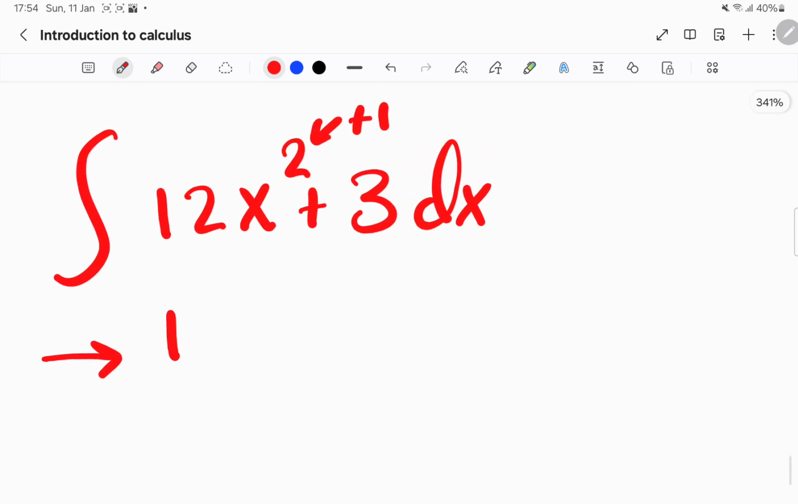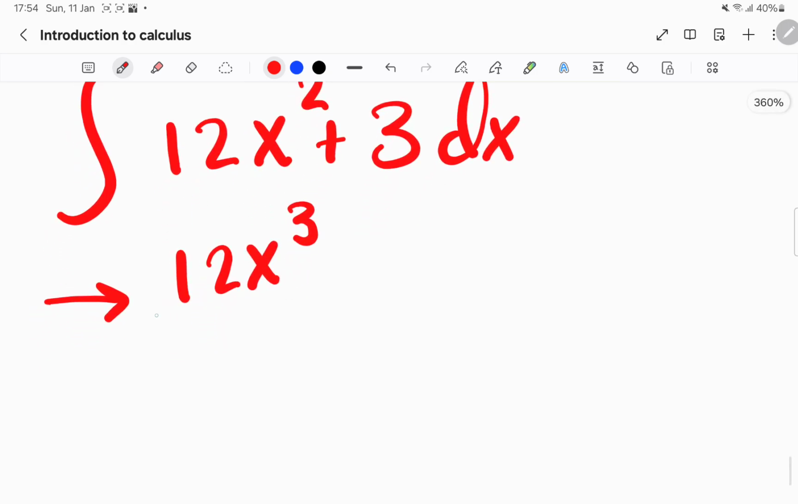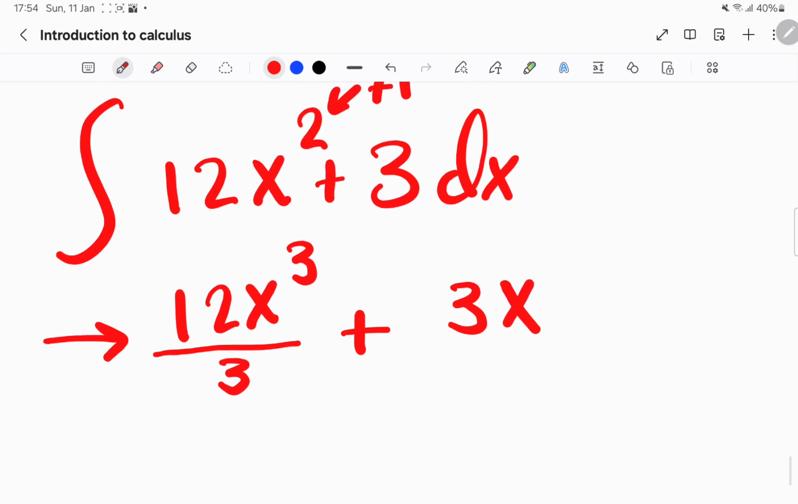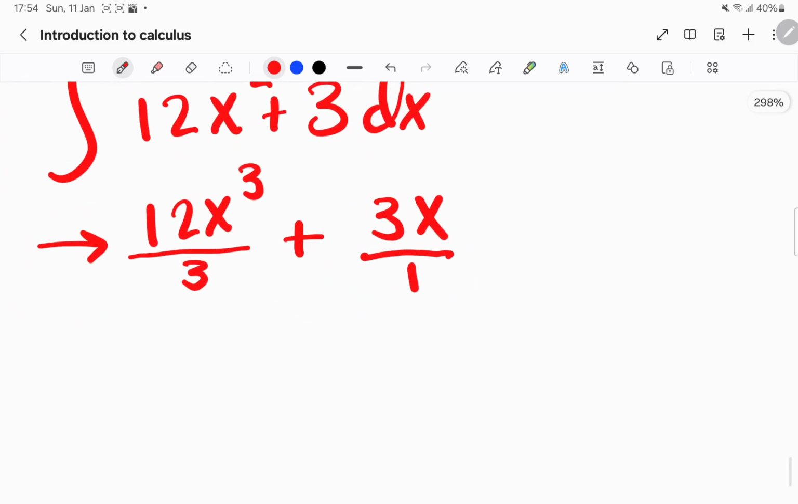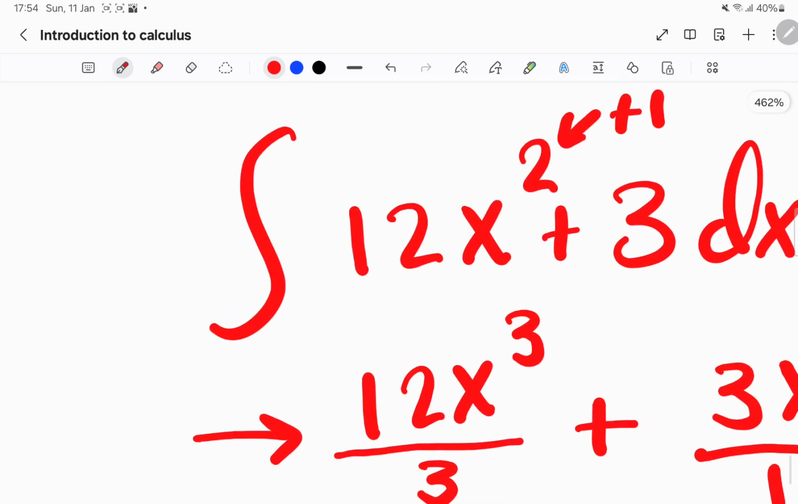Okay? 12x cubed. And then you divide all of it by the new exponent. So divide by 3. Let's do that again. Here, it's simply going to be an x. Because you added 1 to 0, now it's 1. Divide that by 1. Okay, and then every time, this is called an indefinite integral because there's no bounds. Okay, there's definite integrals with bounds, but we're not going to worry about that right now.